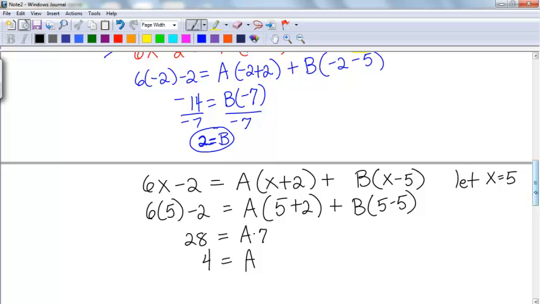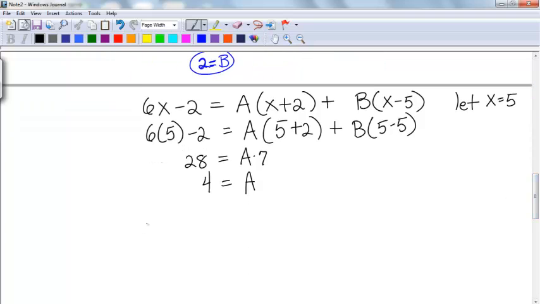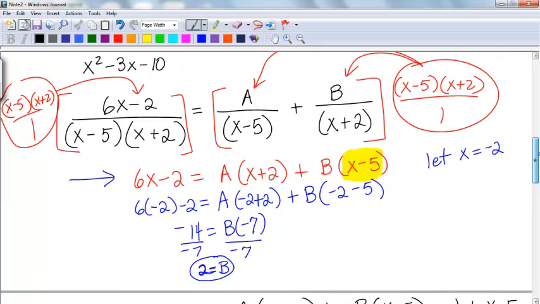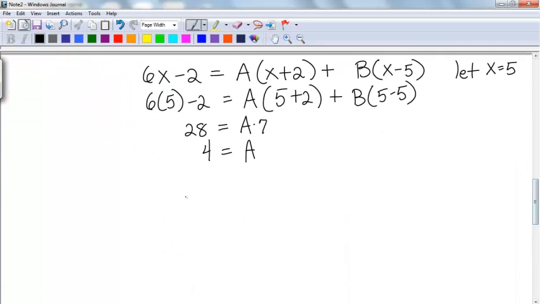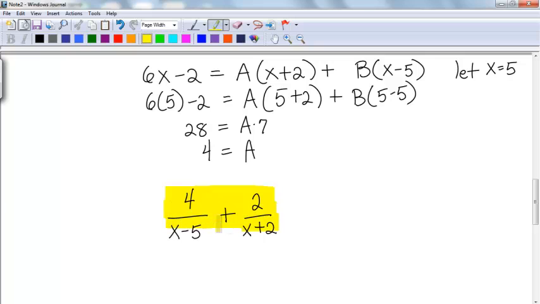Your final answer is we're looking for what two fractions add together. Okay. So when you write it, it was the A over x minus 5, so 4 over x minus 5. Okay, plus, was it, 2 over x plus 2. Okay, those are the two fractions that if we add those two fractions together, we're going to get the original fraction. Okay, and that's decomposing fractions into two different parts. Okay, and you're always figuring out what two fractions add together.